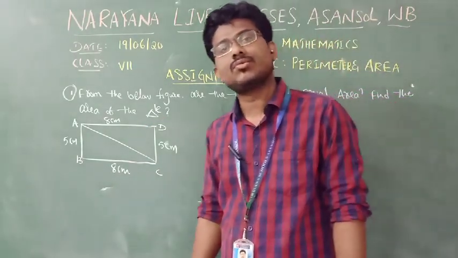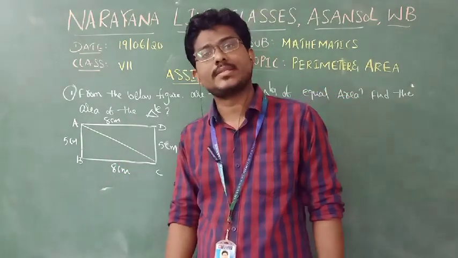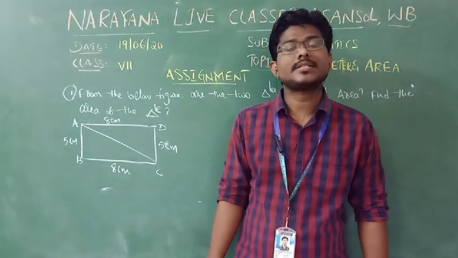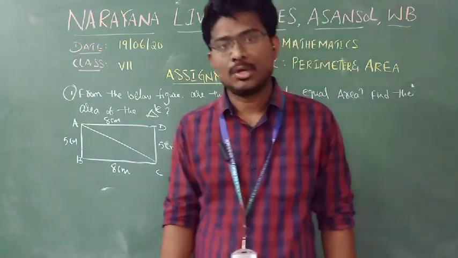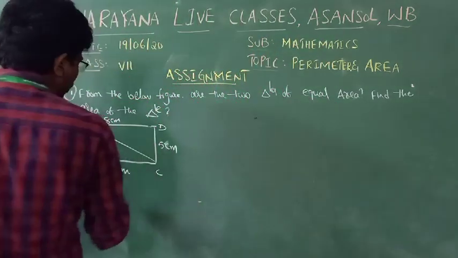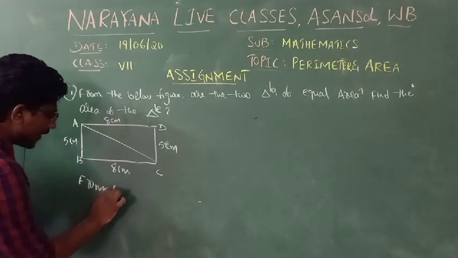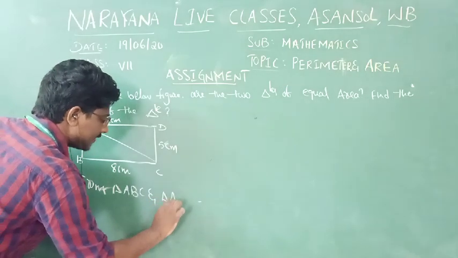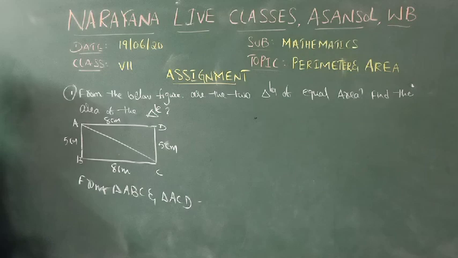We can show these two triangles are equal when the two triangles are congruent, then we can say that their areas are also equal. In 7th chapter we have learned the congruency of triangles concept. So here I am having the two triangles. One by one, I am taking triangle ABC and triangle ACD. This is one triangle and this is one triangle.